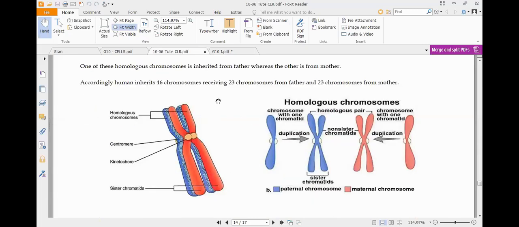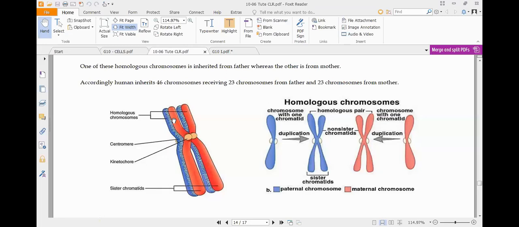You can see they are homologous chromosomes. Look at the first diagram given here. Red and blue colors are given for you to identify. This is a pair of 2 chromosomes, and that is what we term as homologous chromosomes. Blue color is 1, red color is 1. So both together we term as homologous chromosomes.